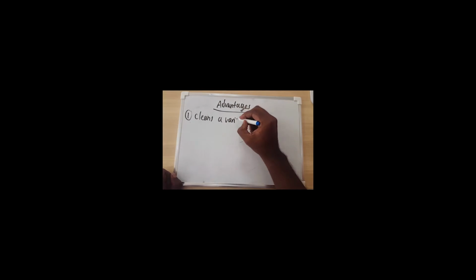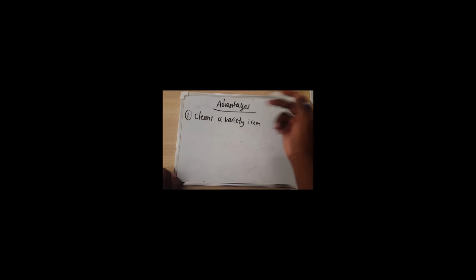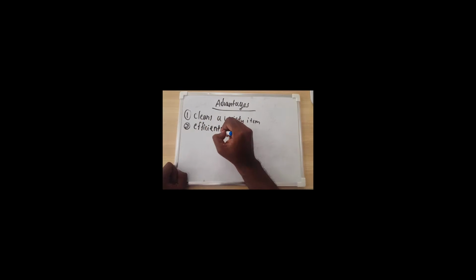Let's look at the advantages of using ultrasonic cleaning methods. So first of all, the advantage is that it cleans a variety of items. It cleans items from metals, lenses, jewelry, dental tools, etc. And it removes dirt from objects such as dust, oil, grease, and even other contaminants. This makes it a very efficient way of cleaning contaminants.